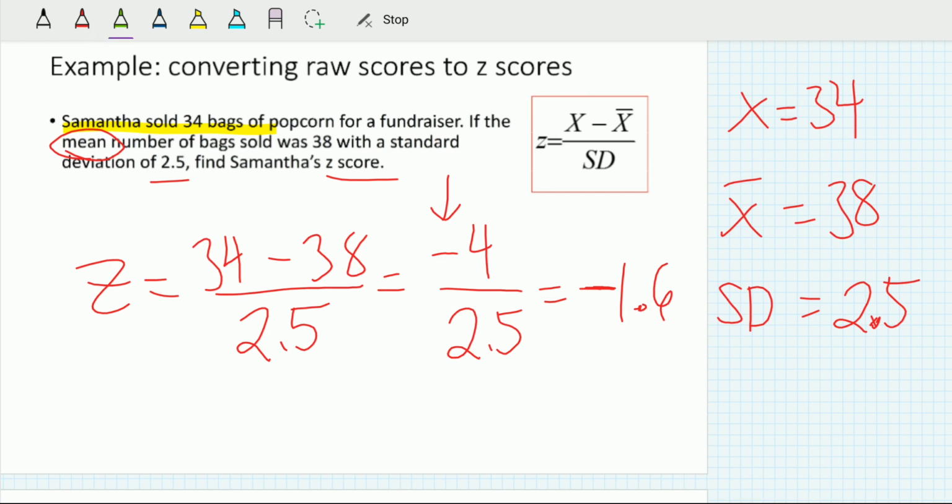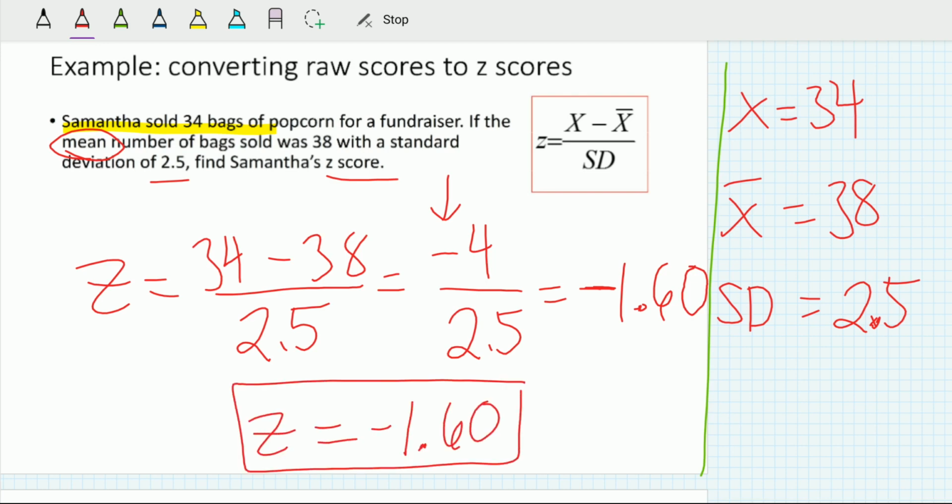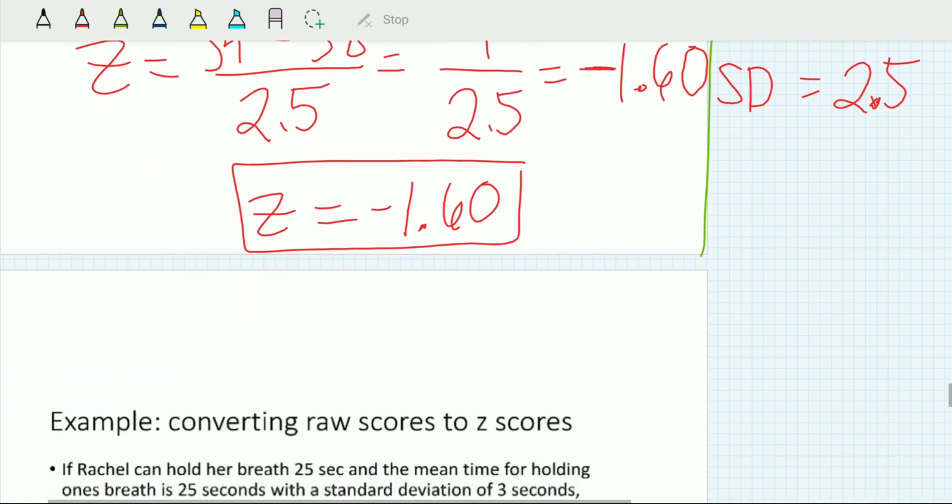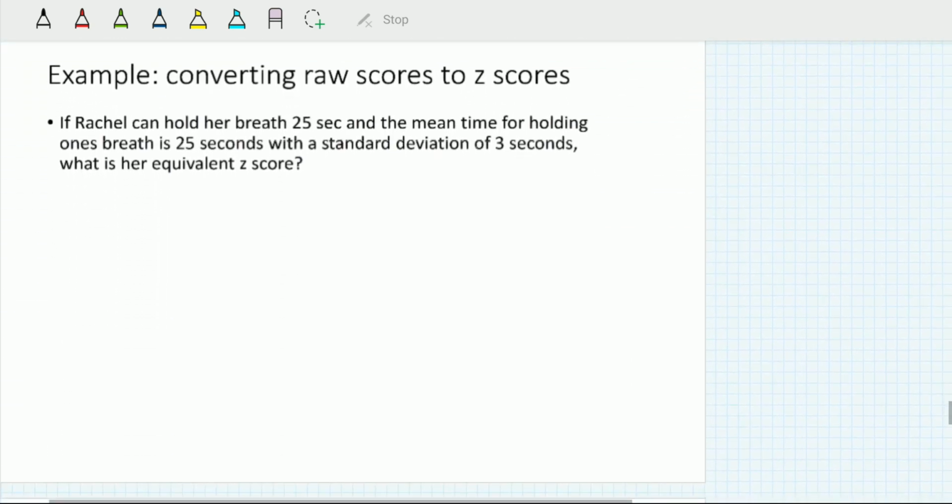It doesn't give me any more digits, right? The calculator says exactly -1.6. So I'm going to go ahead and put that 0 there, okay? You need to do that. Get into the habit of it. It's going to be really important once you get to the table and whatnot. So there you go. That's how you calculate z-scores when you have information. Let's go to the next example and see what's going on.